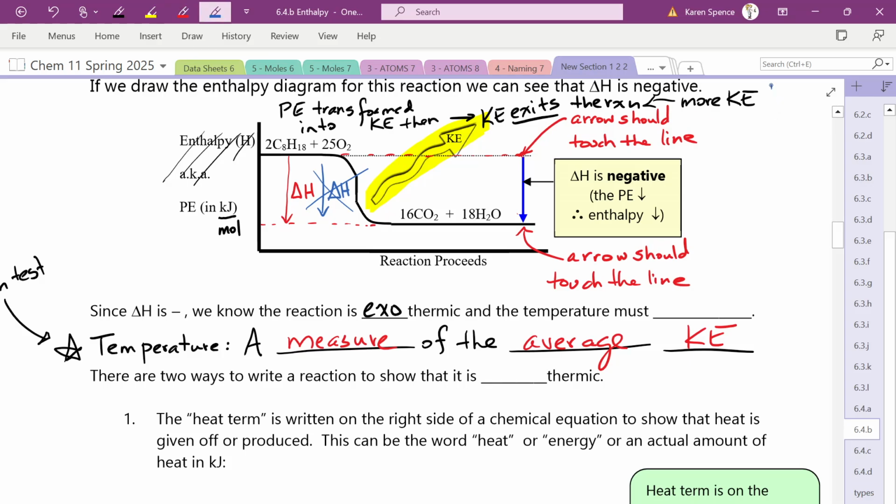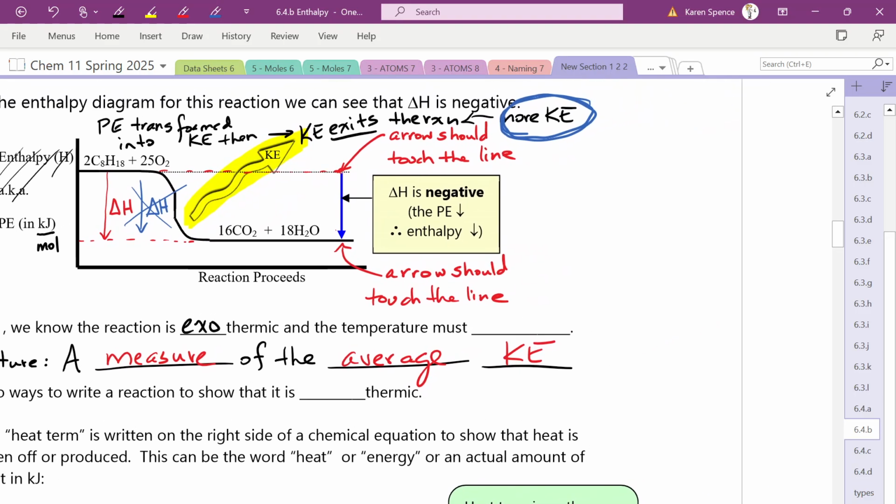So we have more kinetic energy. Potential energy went down, so kinetic energy had to go up. So what's happening to the average kinetic energy? Average kinetic energy increases. So what happens to our temperature? Temperature increases.